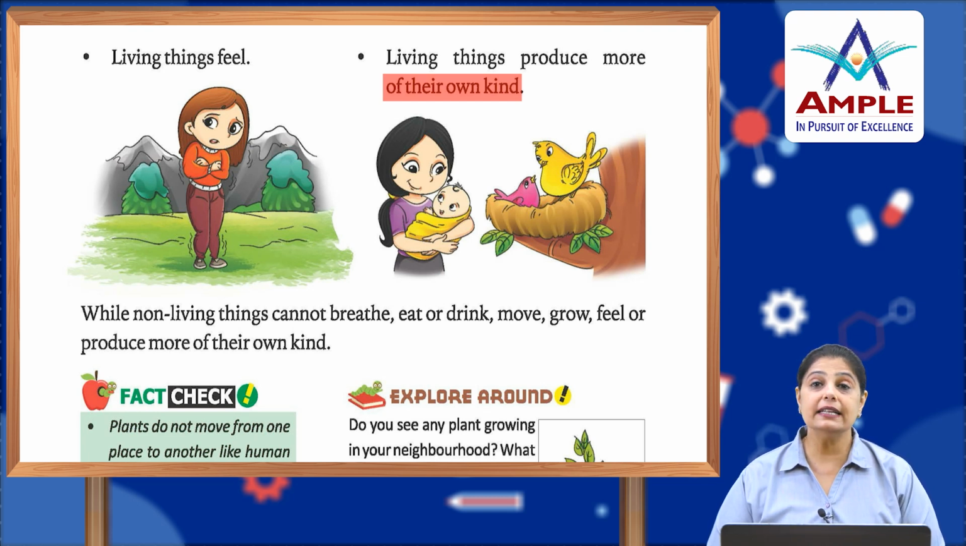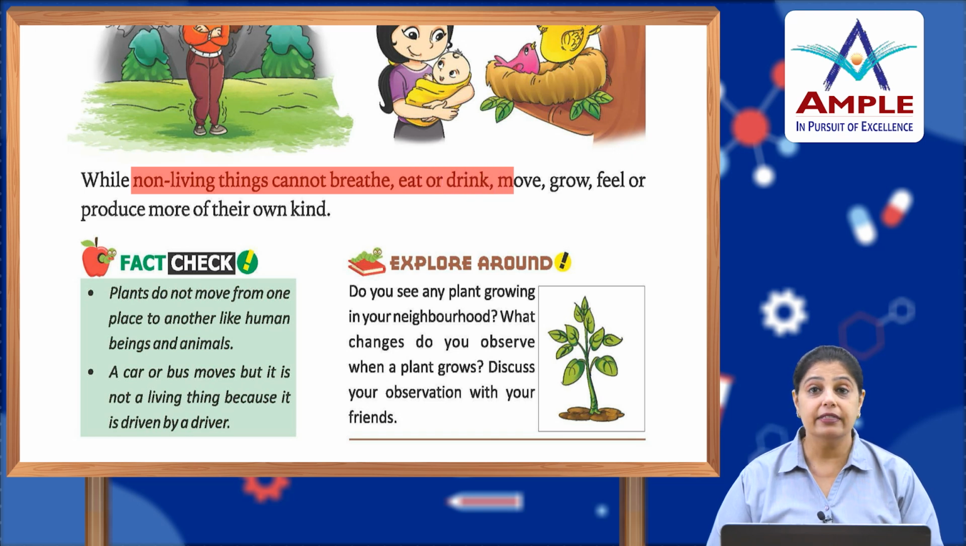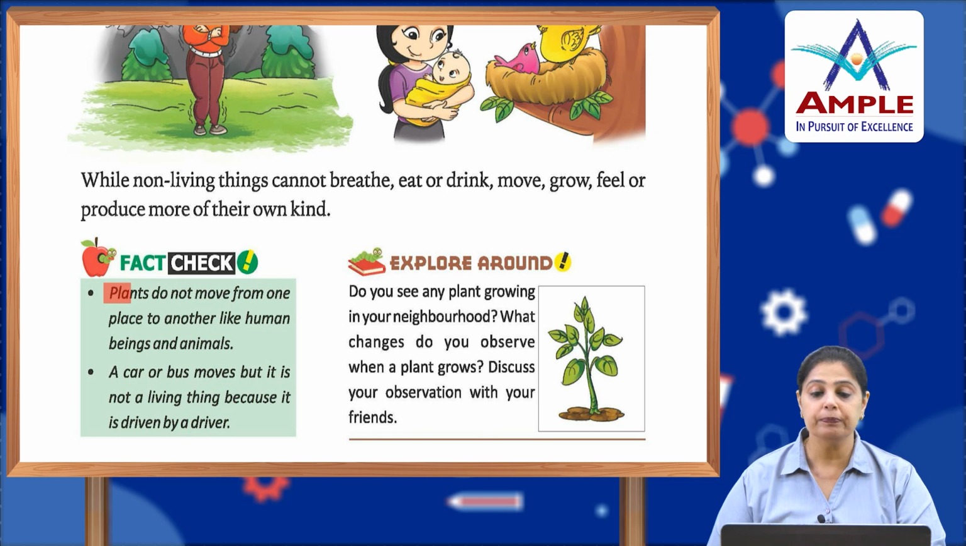Now, let's look at certain non-living things. What happens to non-living things? They cannot breathe. Have you ever seen any non-living thing breathing? No. The chair, does it breathe? No. Table? No. They cannot breathe, they cannot eat or drink, they cannot move, they cannot grow, feel or produce more of their own kind.